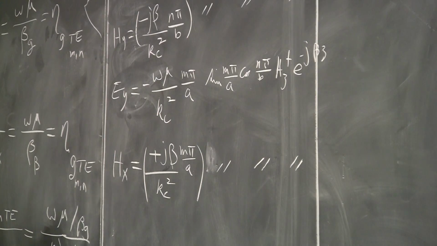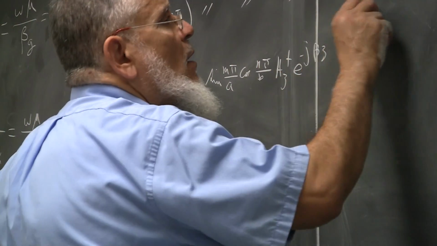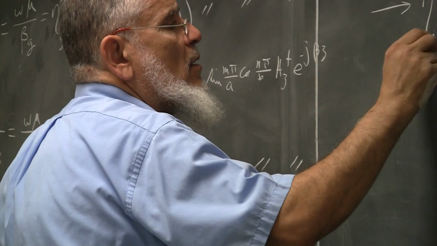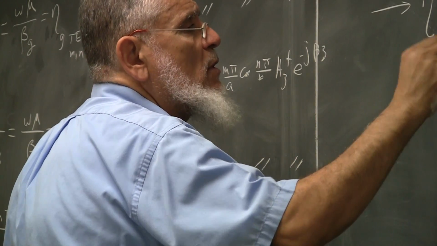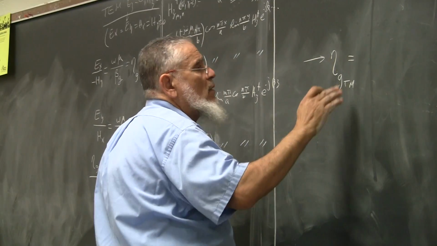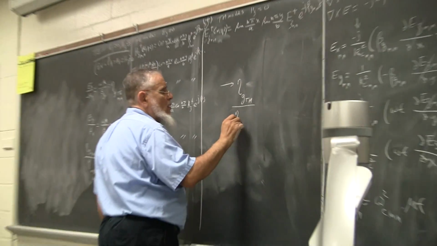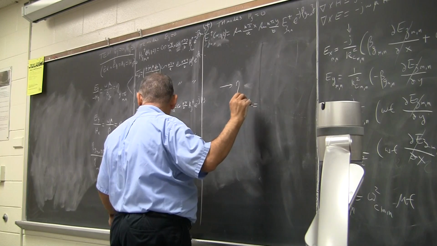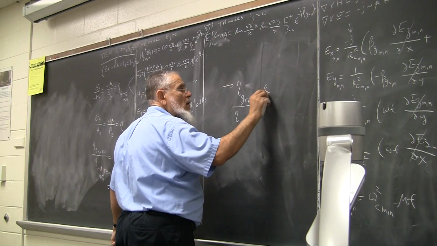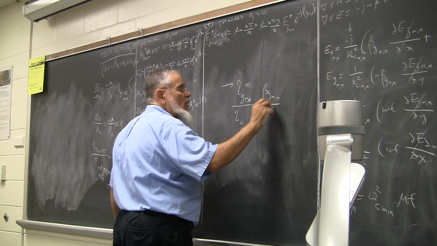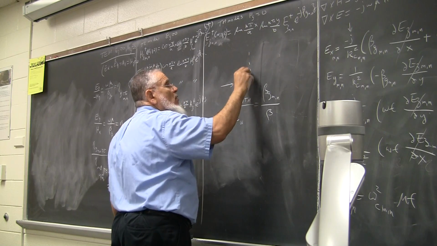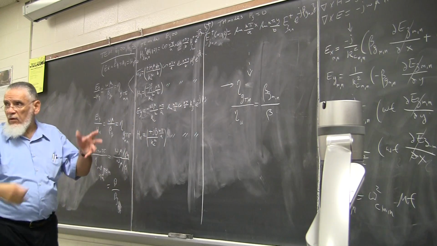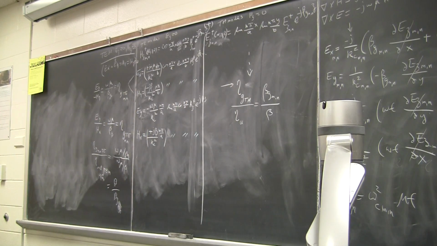If you do the same thing for the TM modes, you will discover that eta guide for TM modes is the opposite. It is going to be equal to beta guide over beta. I don't have to show it because you can tell it on the map.